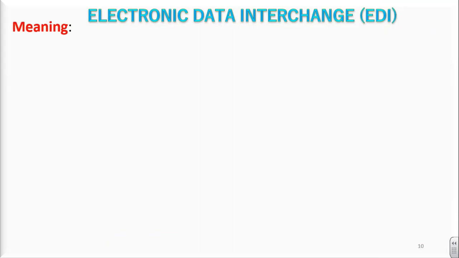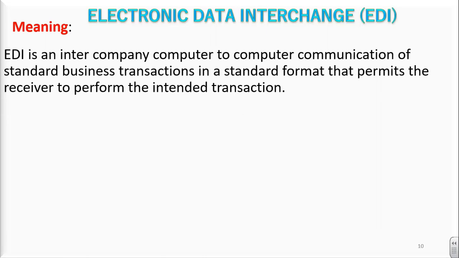Now let us try to understand the meaning of electronic data interchange. EDI is an intercompany, computer-to-computer communication. Intercompany means between two companies. EDI is intercompany computer-to-computer communication of standard business transactions. Standard business transaction means those transactions which are routinized in nature. For example, billing, for example, orders, for example, payments. These are standard business transactions. EDI is an intercompany computer-to-computer communication of standard business transaction in standard format.